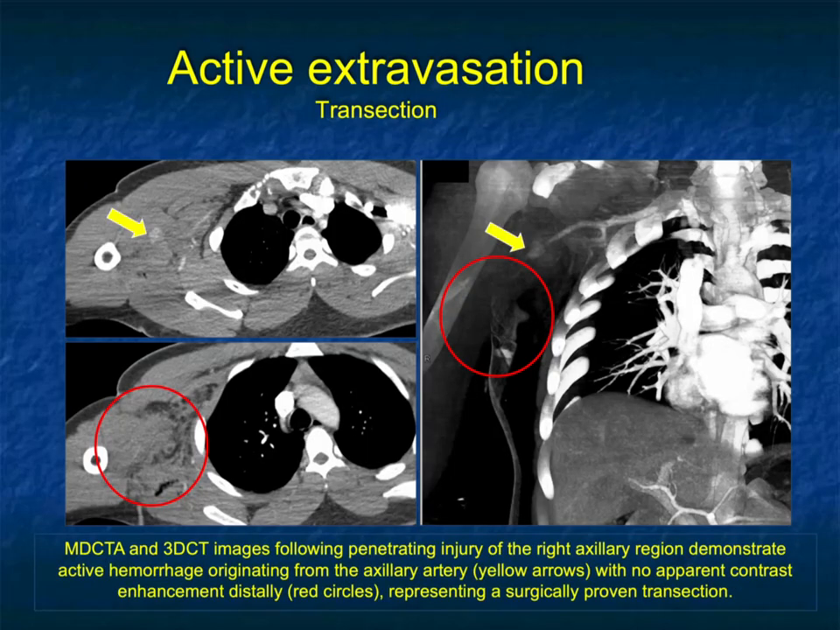Here's another example of transection of the axillary artery, active extravasation. You can see you lose portions of the axillary artery, very, very nicely seen. And this patient went to surgery. You see the hematoma, you see the large gap present.